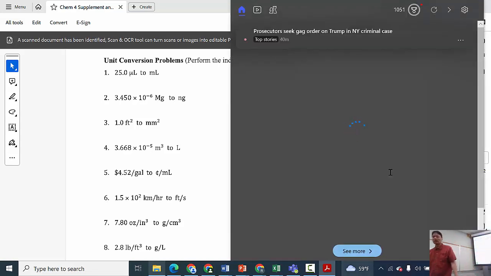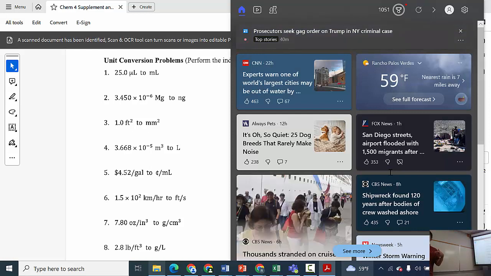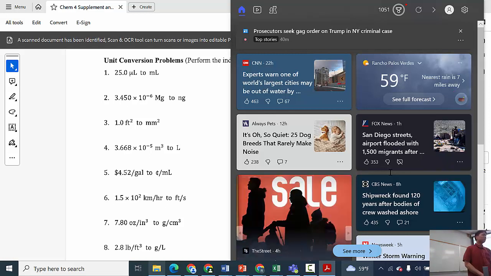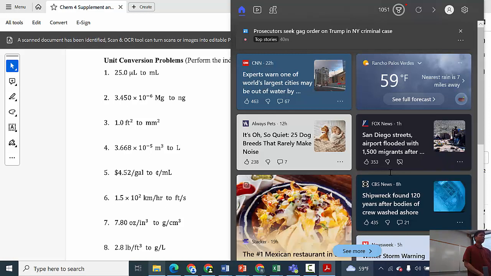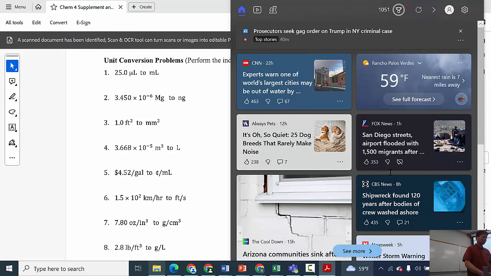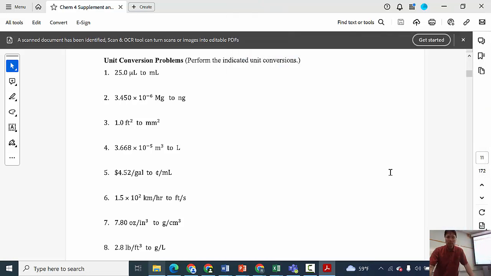Actually, since this is more calculations, do you have a sheet of notebook paper? Do it on a sheet of notebook paper. If you don't have paper, I have some paper here. This is a quiz. You'll have the rest of the period. If you need paper, let me know.